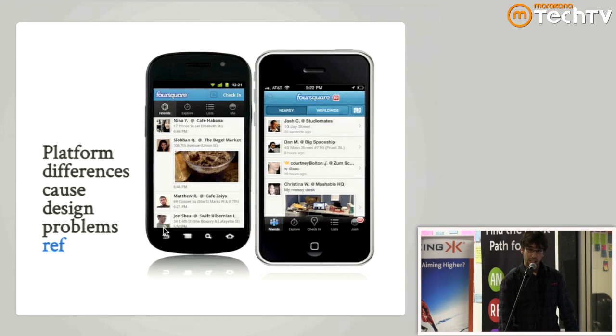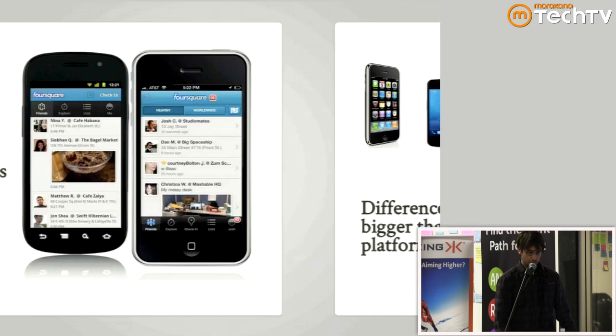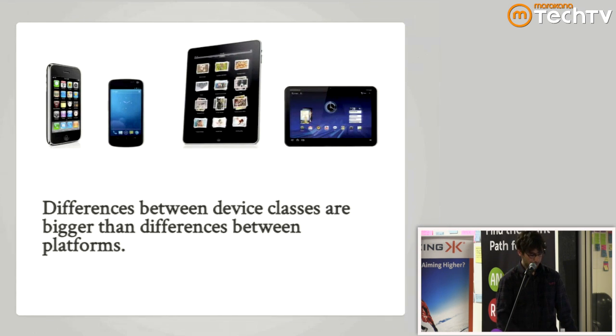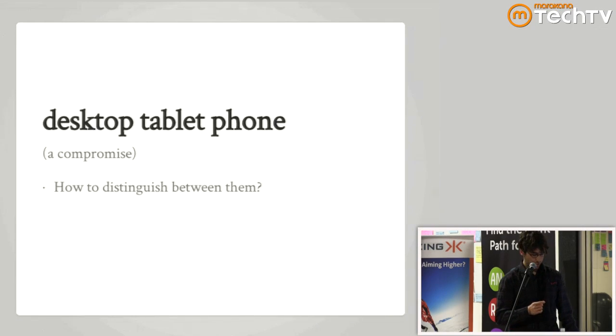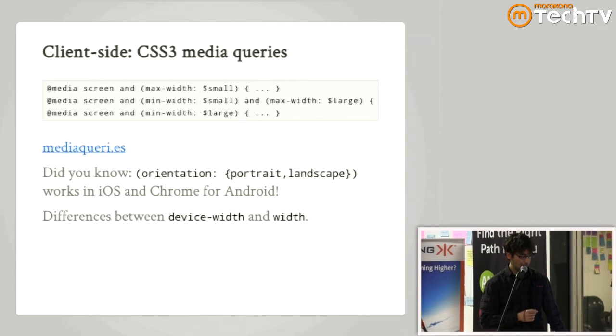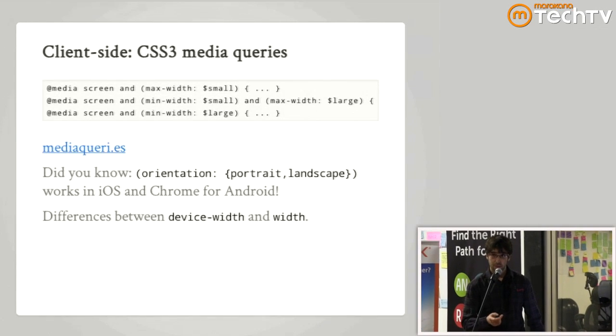So there are differences, and there is a compromise to be made here. But the differences between device classes, like phones versus tablets, are smaller than differences between platforms. So what I'm recommending, well, I'll get to what I'm recommending. It's basically a compromise. If we create desktop versions, tablet versions, and phone versions, I think we'll be somewhat further along than just creating versions for everything or creating only one version. But we need to distinguish between them somehow, right?